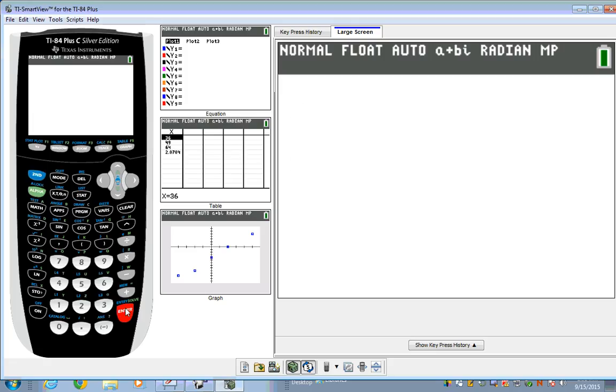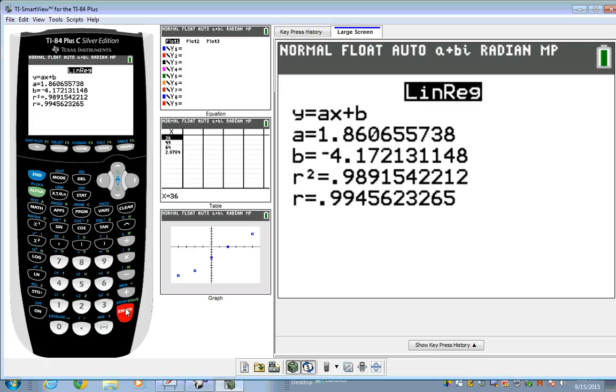Press enter and calculate. And let's see what it gave us. Well, it said that y equals ax plus b. So what's in front of a? Right in front of a is 1.86. Okay, so 1.86x minus 4.17 is my equation.